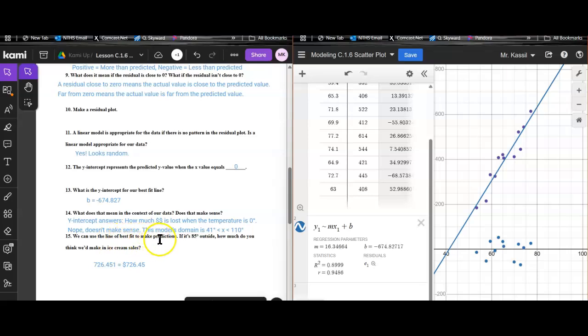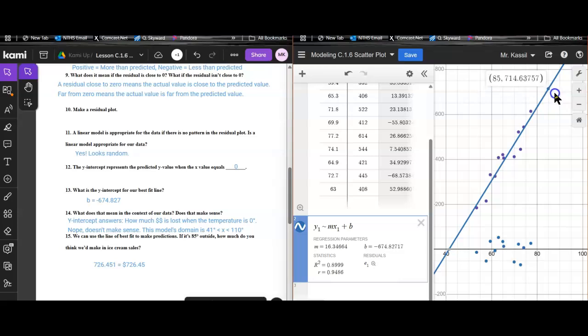We can use the line of best fit to make a prediction. If it's 85 degrees outside, how much do you think we'd make on ice cream sales? I am not clicking on any of the dots on the graph because I'm not looking for the actual value. I want to know the predicted value. So the predicted value means we're going to go to 85. And so I'm continuing to click and drag. You notice my cursor is actually a little bit off of the line itself because I clicked on the line and then I'm dragging it over. And once I hit 85, here we go.